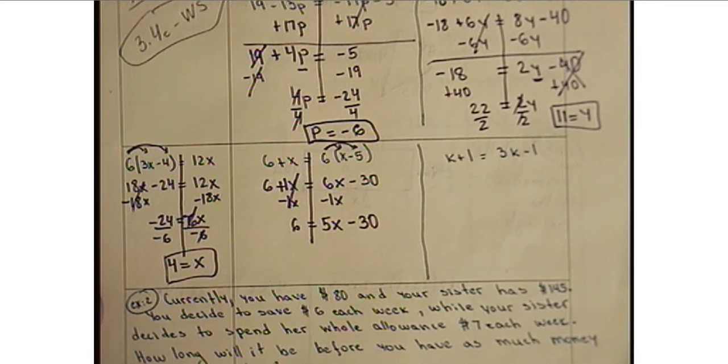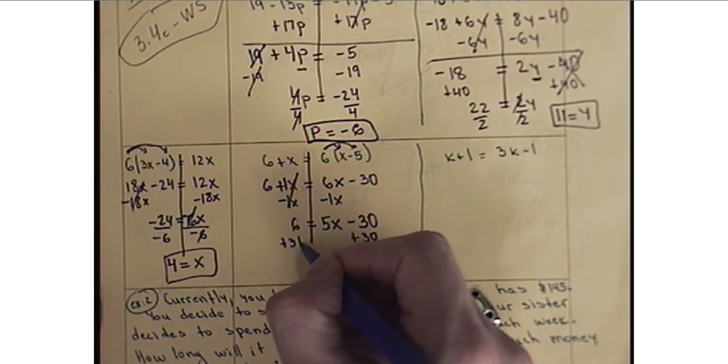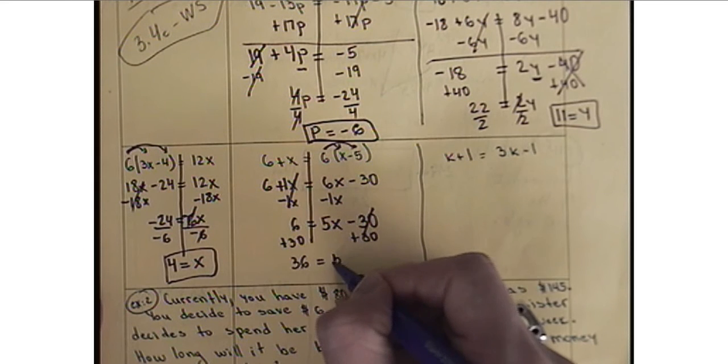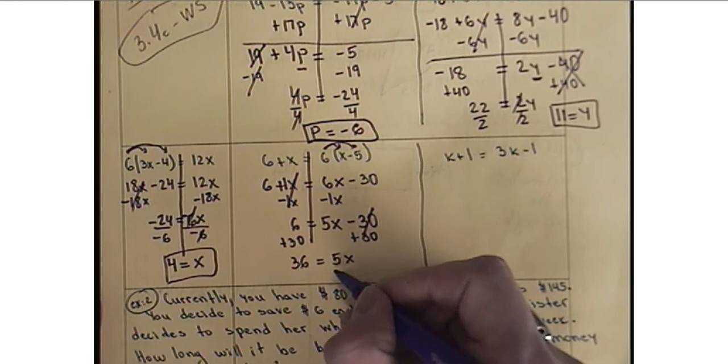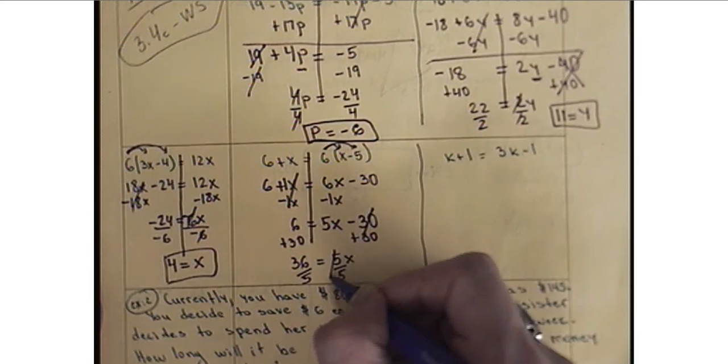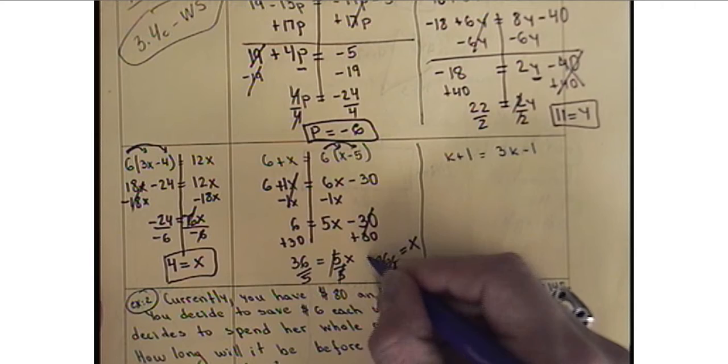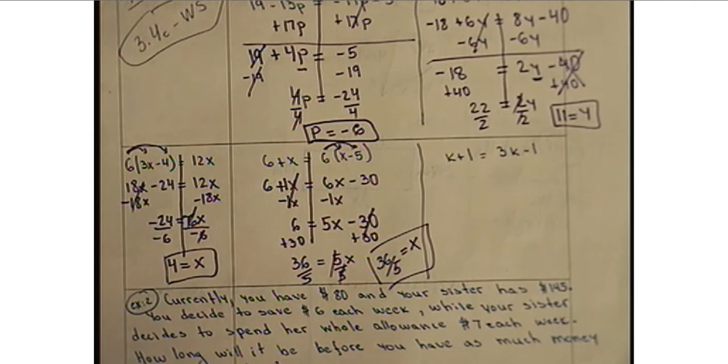Couple more steps. We're going to add 30 to both sides. Those two cancel. 6 plus 30 is 36, equals 5x. Final step is to divide by 5, and we have 36/5 equals x. If you want, you can simplify this as a mixed number because it's an improper fraction. You can leave it like that, or you can write down the decimal answer that you got on the calculator. Either way will work.